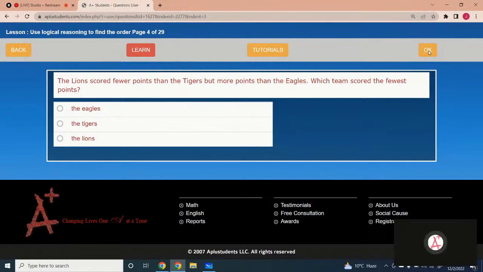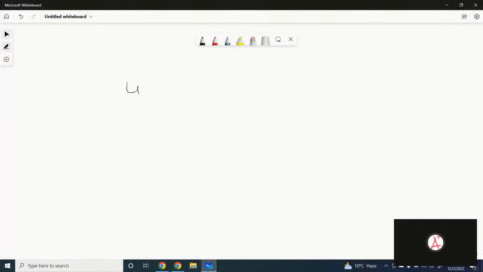Which option is the correct one? Tigers? Which team scored the fewest? Lion scored fewer than Tiger. Okay, wait, let me. Lion has fewer than the Tiger. That means Tiger has more.